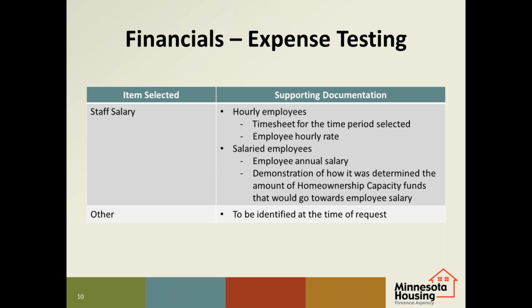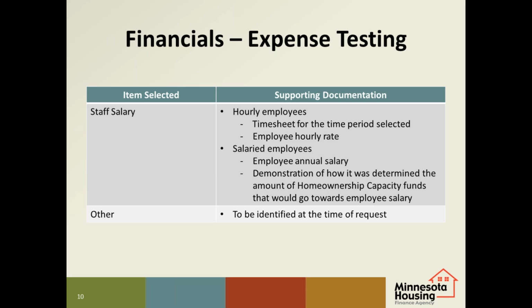I know staff salary is a large expense item for programs such as these. So for staff salary, for hourly employees, we'd be looking for the timesheet for the time period selected and the employee hourly rate. So some sort of official documentation from your agency identifying the hourly rate of pay for that employee. For salaried employees, we'd be looking at their annual salary. So again, some sort of official documentation identifying what that salary is, and then demonstration of how it was determined that the amount of homeownership capacity funds that would be paid towards that employee's salary.